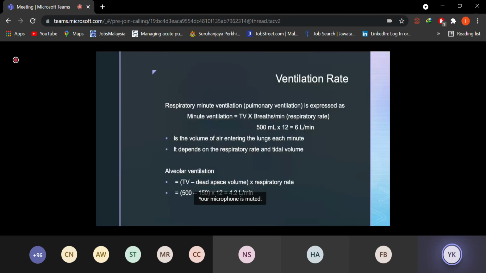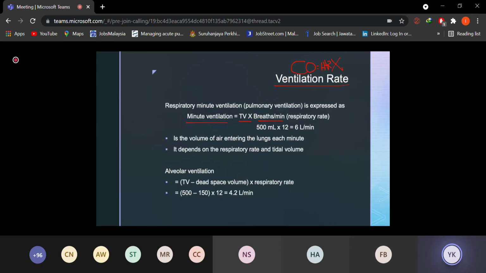So what is the ventilation rate? The ventilation rate is totally the same concept as your cardiac output. Let's take a look. Respiratory minute ventilation is expressed as the tidal volume times the breaths per minute. That is the ventilation rate. But your cardiac output, if you still remember, equals heart rate times stroke volume. Now you can see the same thing here.